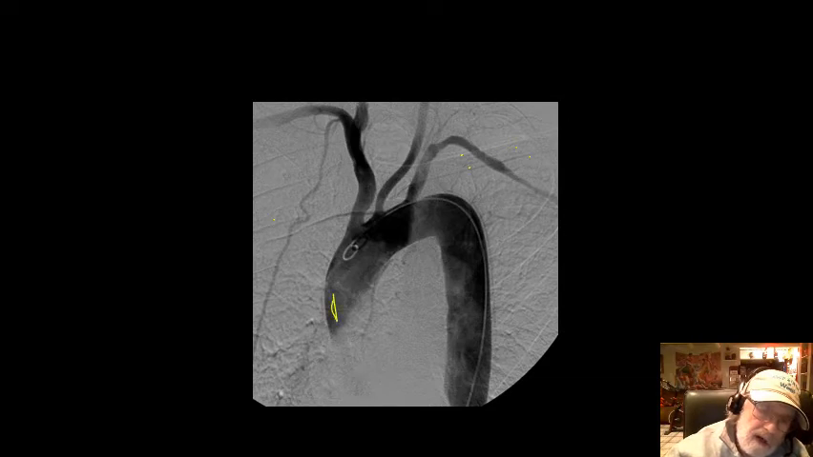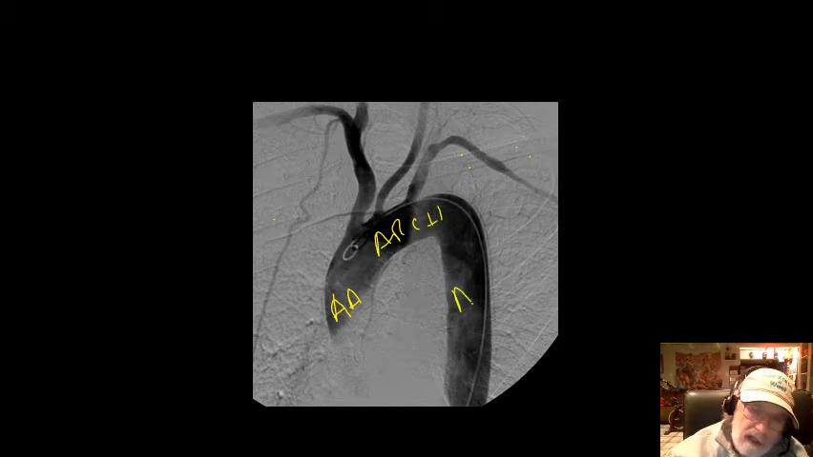So basically, what we see here is my ascending aorta. Here's the aortic arch right here. Here's the descending aorta. And here's the brachiocephalic trunk.